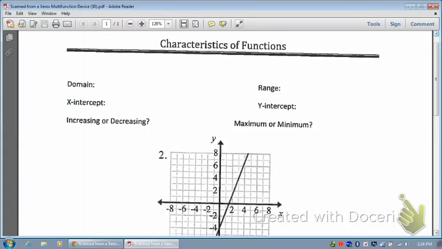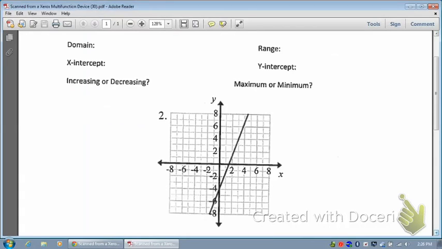All right, class. So what we're going to do today is add on to what we basically started yesterday. We're talking about characteristics of functions. We're going to deal with two types of functions, the only two functions we're going to deal with this year. The first one is a linear function, and the second one is an exponential function. All right. So we have the domain, range, x and y intercepts that we talked about yesterday, increasing or decreasing, maximum or minimum for this first equation.